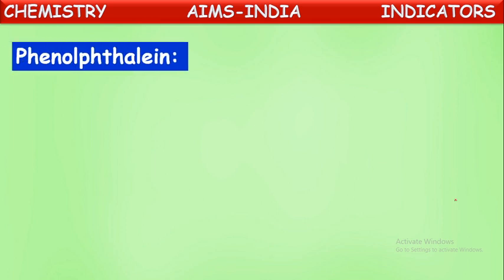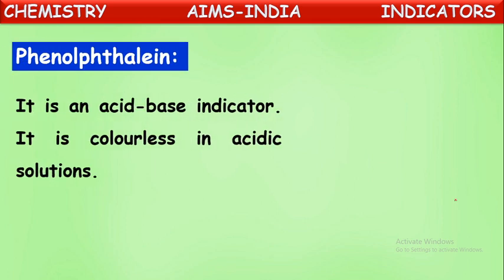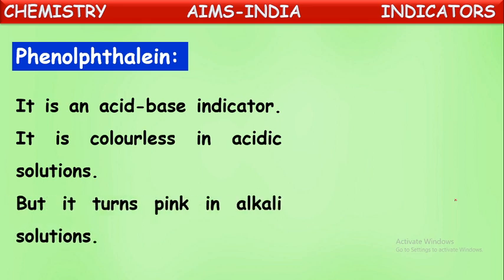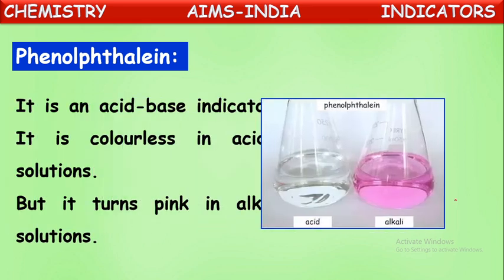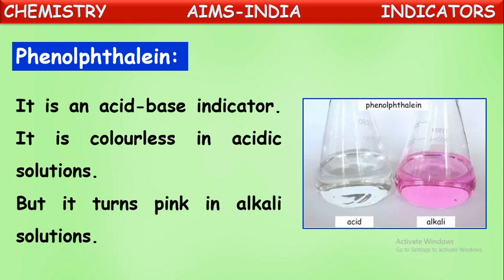One more indicator, phenolphthalein. It is also one of the acid-base indicators. It is actually a colorless, transparent solution. It turns into pink color when added to bases, and it will be in the same colorless form when added to acids. It won't show any color change with acids, and it changes to pink color when added to bases.